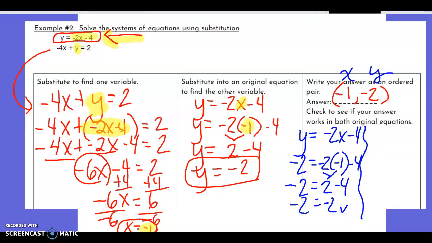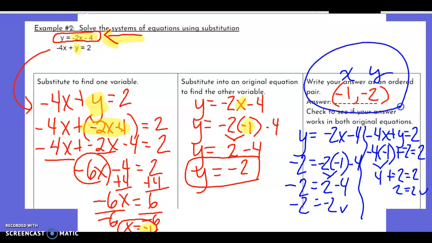Now if I look at the second equation, -4x plus y equals 2. Again, I'm going to put -1 in for the x, -2 in for the y, and let's see if this is true. So -4 times -1 is 4. 4 plus -2 is indeed 2. So I know for a fact that this ordered pair is the correct point of intersection for these two lines.